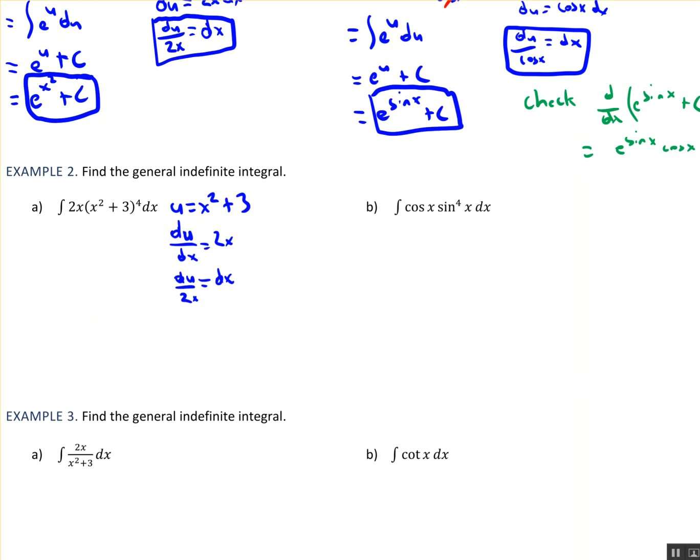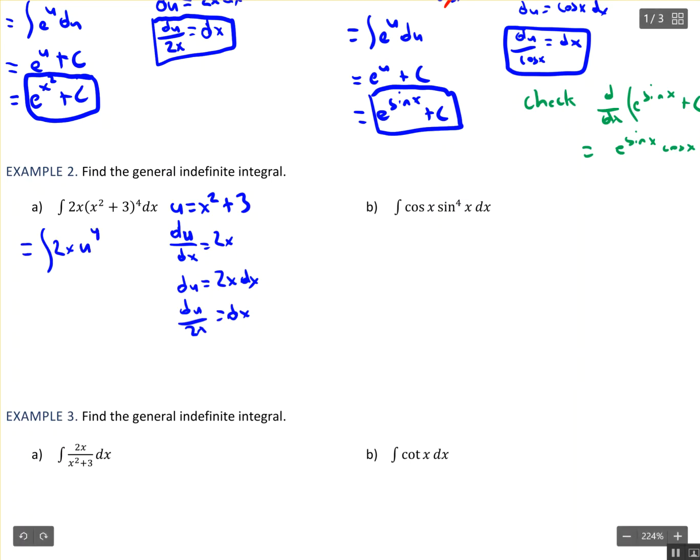Oh, it's still 2x. So if I solve for dx, I went through that pretty quickly, so let me add an extra step here. Multiply both sides by dx, divide by 2x. Now it's going to work out a lot nicer. So I'm going to get the integral of 2x, and x squared plus 3 is u, so I get u to the 4th. dx is du over 2x, so du over 2x.